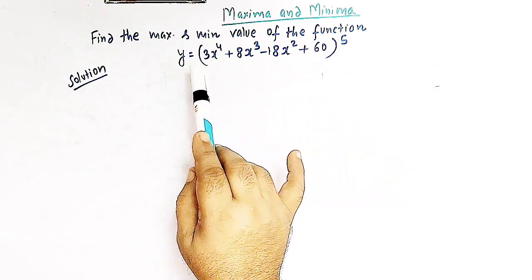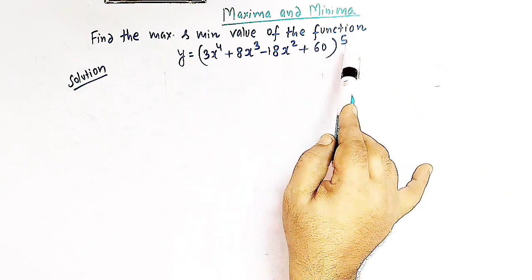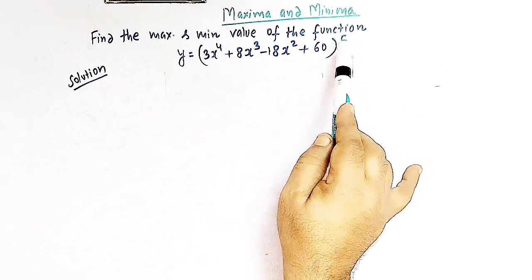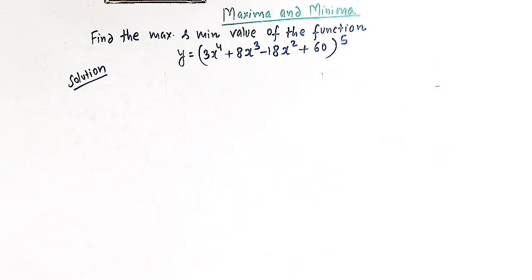So here we have a polynomial, and this polynomial is raised to some power, that is 5, and we'll see how we can find out the maximum and minimum value of this function with the help of a second derivative test, right? So let us start.